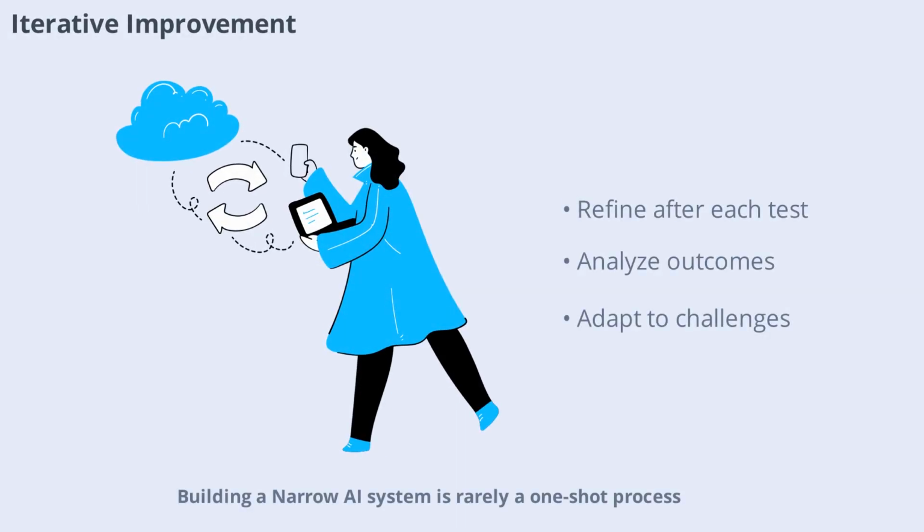Building a narrow AI system is rarely a one-shot process. Iterative improvement is key to achieving the best results. After each round of training and testing, analyze the outcomes and make adjustments to your data, features, or model. This cycle of refinement helps you gradually enhance performance and adapt to new challenges as they arise.